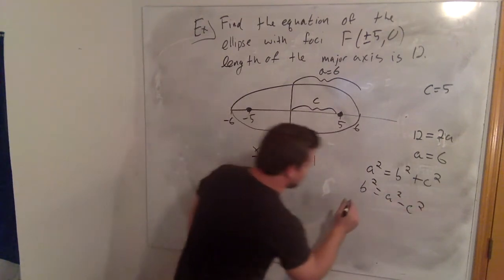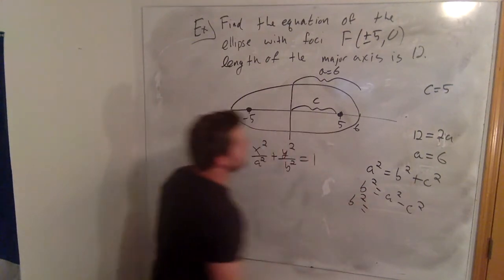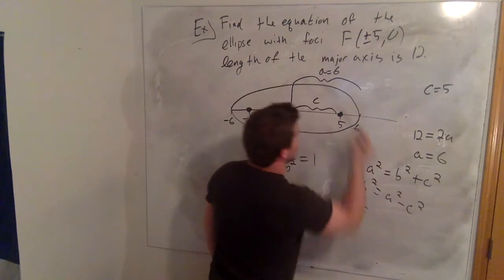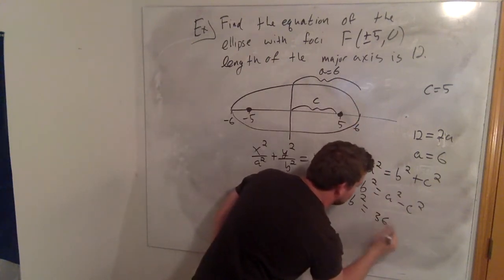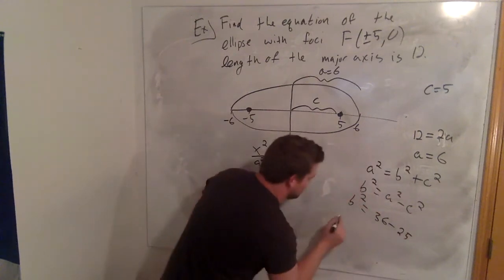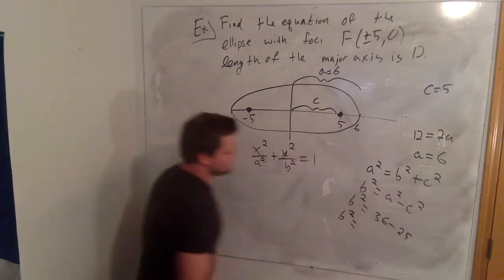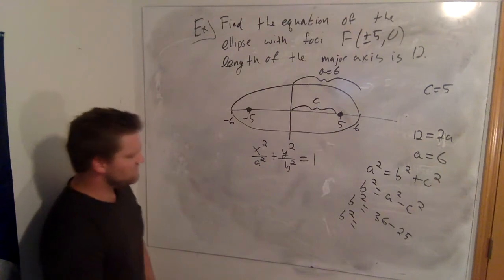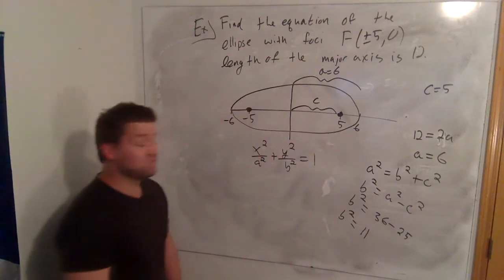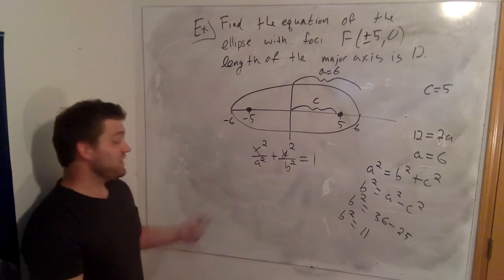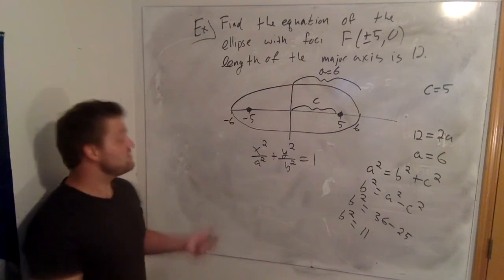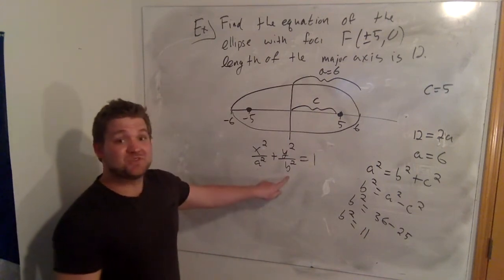Okay. So our b squared will be equal to, what's our a? Our a is 6, so 6 squared will be 36, minus our c, 5 squared is 25, so our b squared, let's see, 36 minus 25, what is that, 11? Okay, so b will be the square root of 11, but I don't really care about what b is unless I'm trying to graph this, but we're just asked to find the equation of this ellipse, and I just need to know what b squared is.